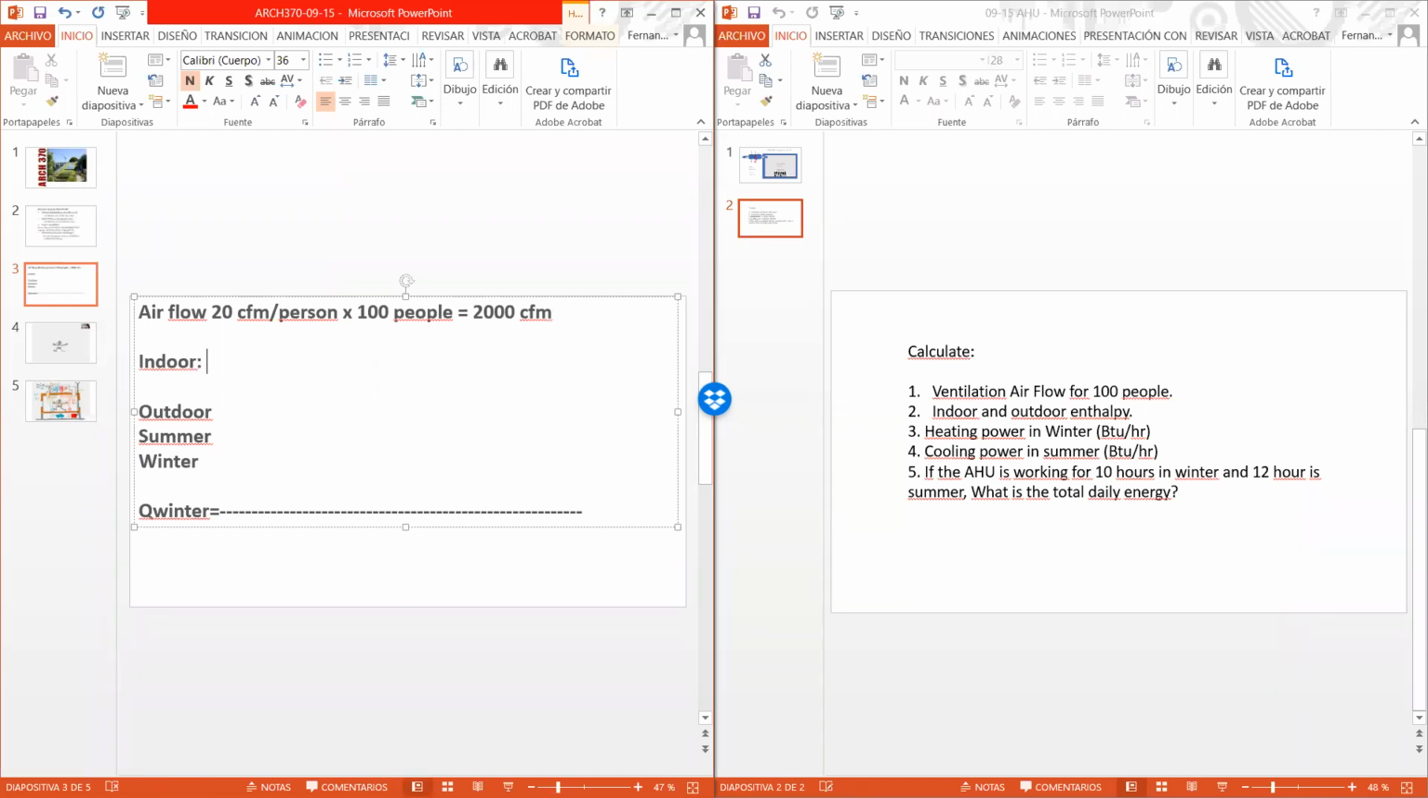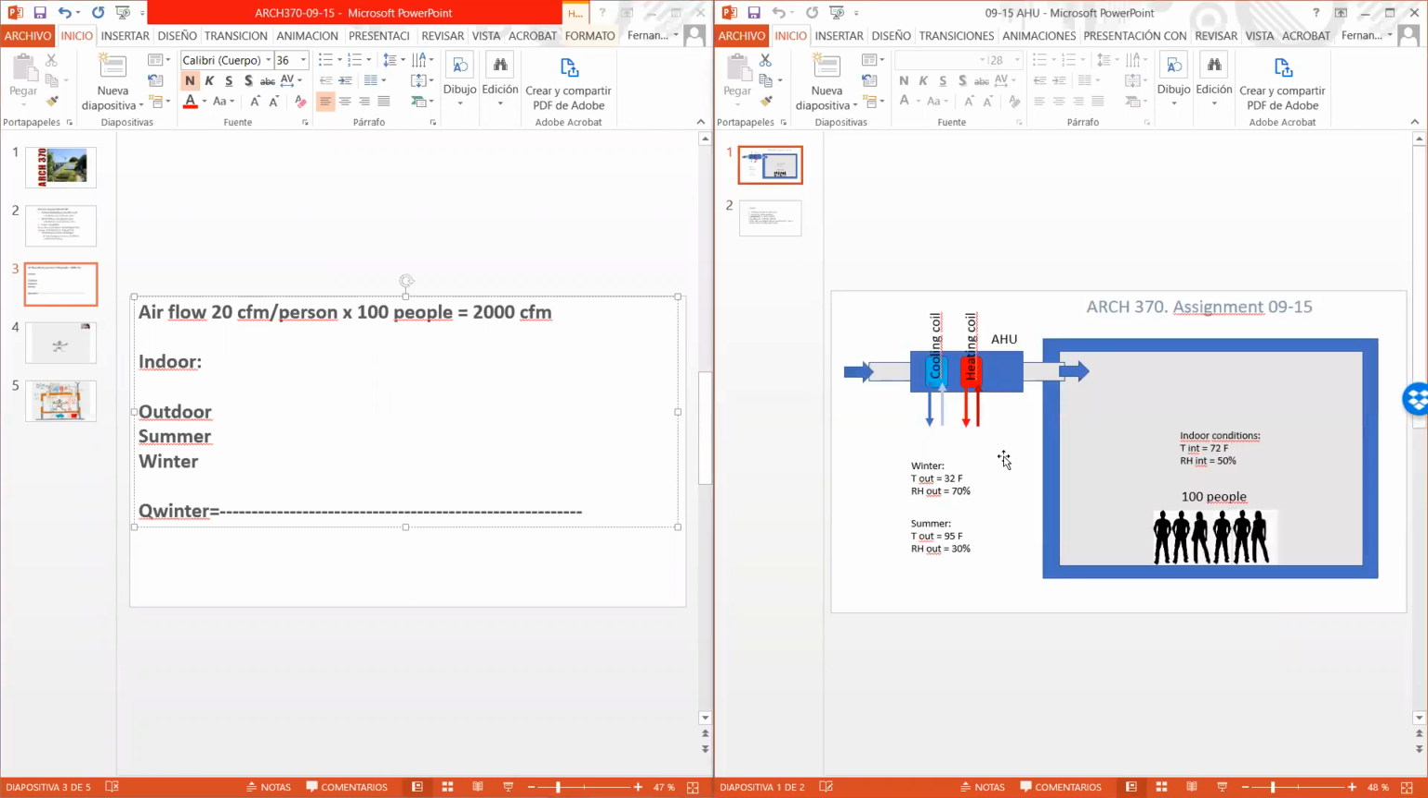What are the indoor conditions? The indoor conditions are 72 Fahrenheit and 50% relative humidity. And outdoor conditions, we will start with winter. In winter, we have 32 Fahrenheit and 70% relative humidity.